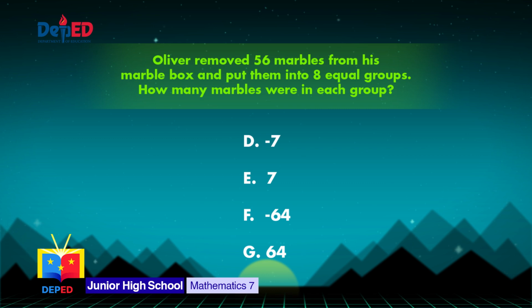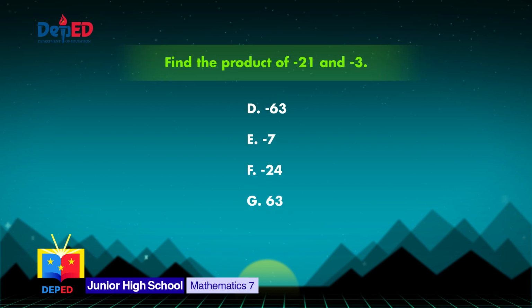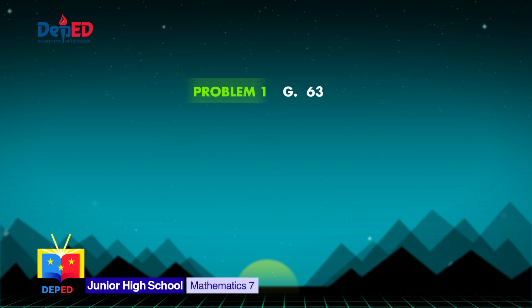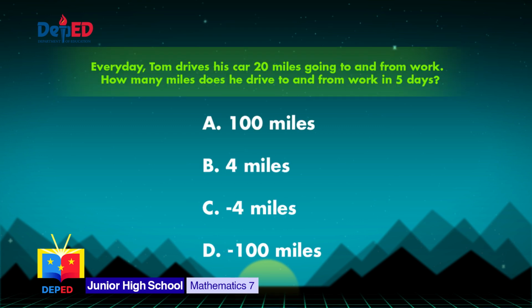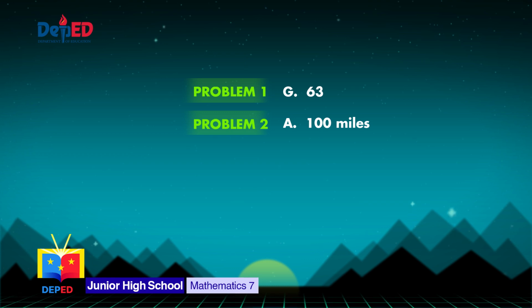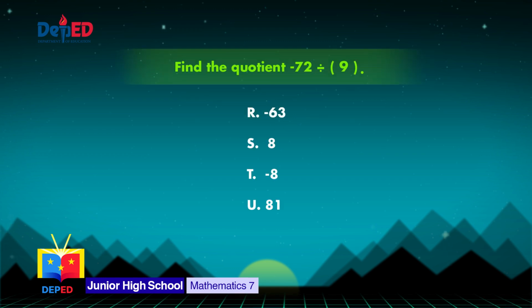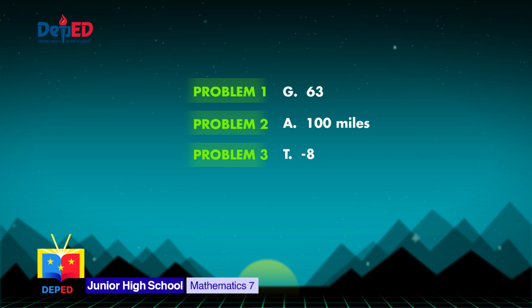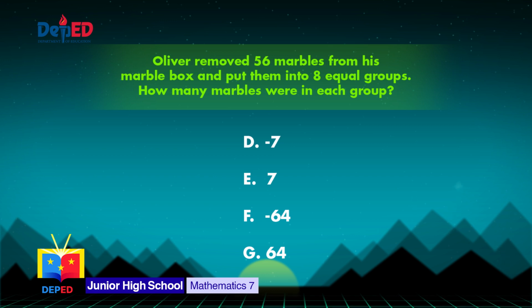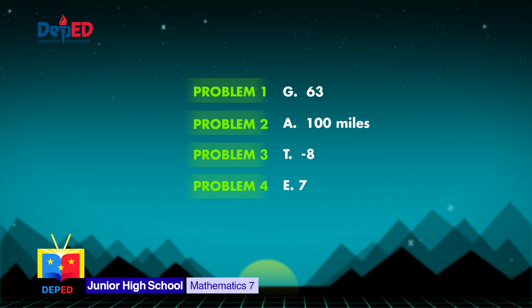Let's check your answer. For the first question, the correct answer is letter G. The product is 63. Second question, the correct answer is letter A. Tom drives a total of 100 miles in 5 days. For the third question, it is letter T. The quotient is -8. And for the last question, the correct answer is letter E. 7 marbles were in each group.